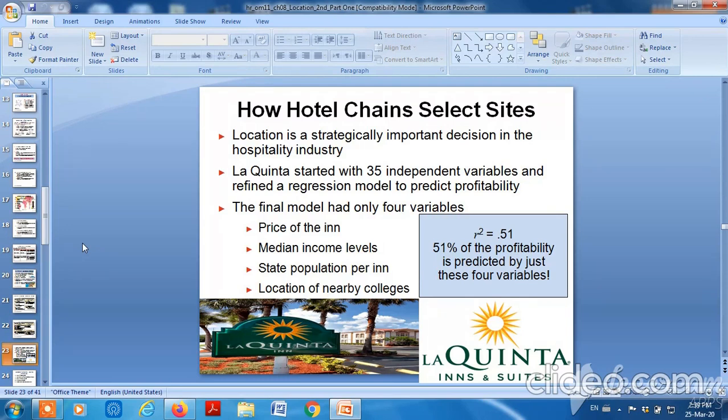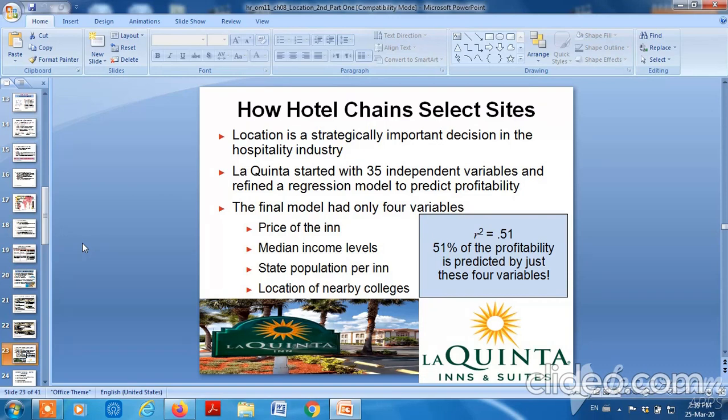La Quinta started with 35 independent variables and refined a regression model to predict profitability. The final model had only 4 variables: price of the inn, median income levels, state population per inn, location of nearby colleges.